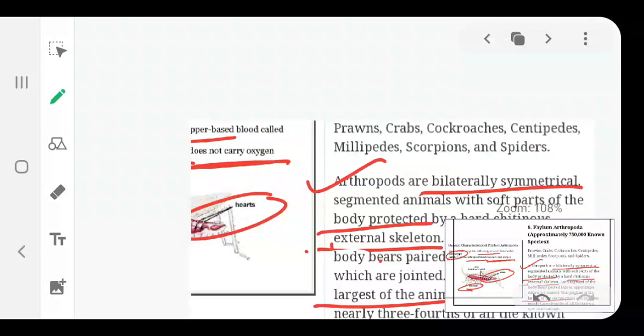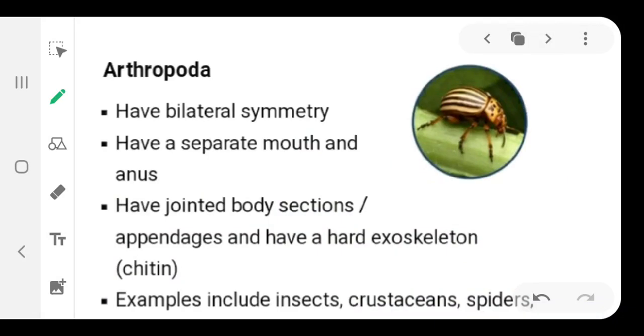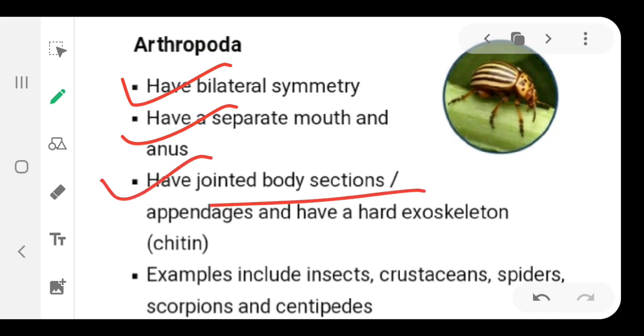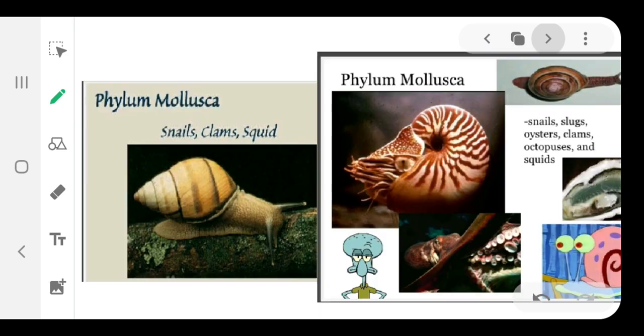and the numbers are given to you. You just copy it down for your reference. Okay, and these are the various points. Further, in brief, you can say they have a bilateral symmetry. They have both openings, mouth and anal, for ingestion and excretion. Then the body is jointed and sectioned, hence the name arthropods, and they have a hard exoskeleton made up of chitin. Examples are there that we already have told you.